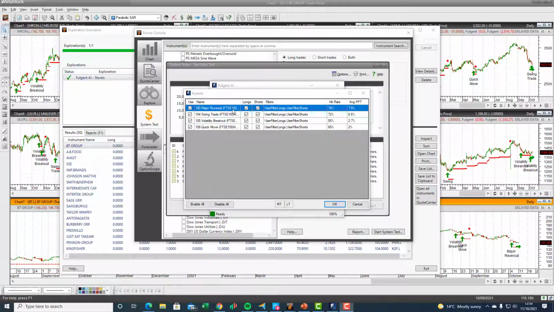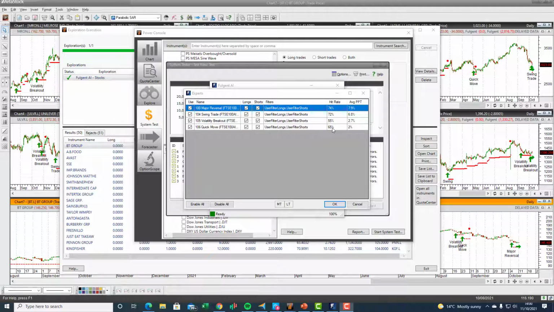The major market reversal strategy is 74% accurate on average, with a 7.9% average profit per trade trading the FTSE100 stocks. The swing trade strategy is on average 72% profitable, with 6.8% average profit per trade in the testing period. Now the testing period involves thousands and thousands of data points and trades. So these are very high probability because we're using a lot of high frequency data.